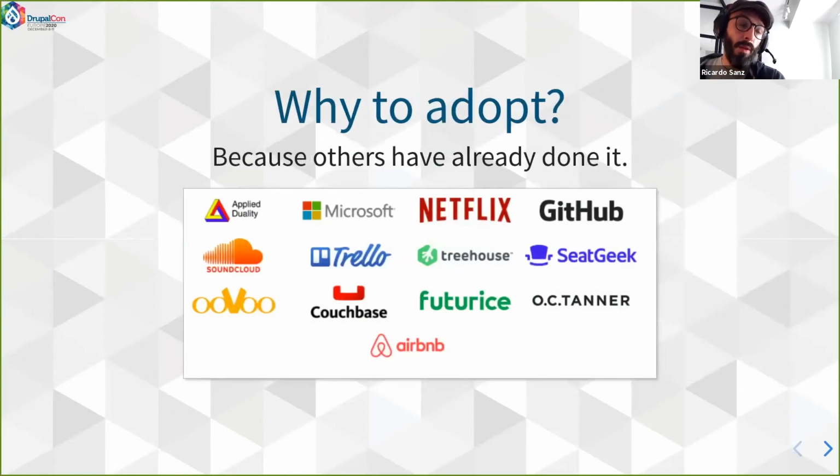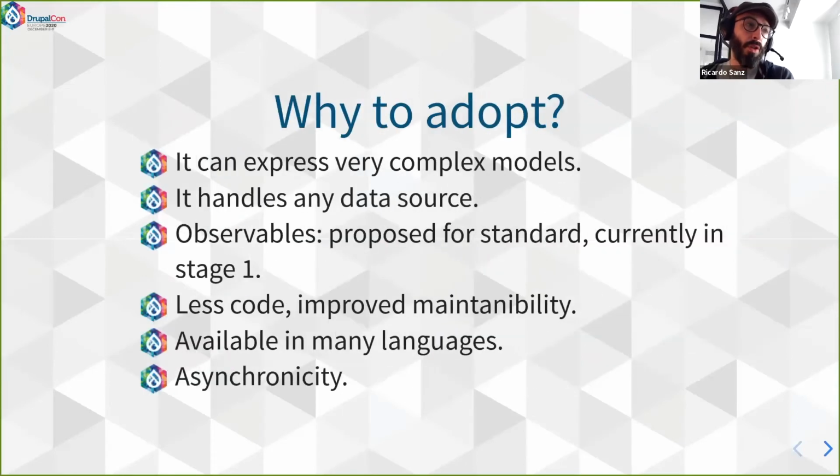Why adopt it? Well, because others have already done it. There are several companies that are using it internally, because it can express very complex models, because it can handle any data source. I think that almost anything can be wrapped in an observable. Observables have been proposed as a standard in JavaScript. Currently in stage 1, it's a little bit paused, but they may make it in the future.